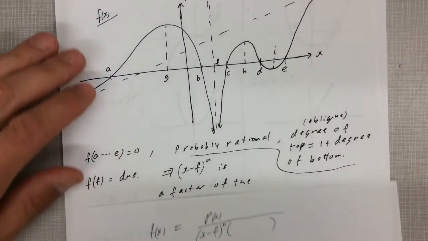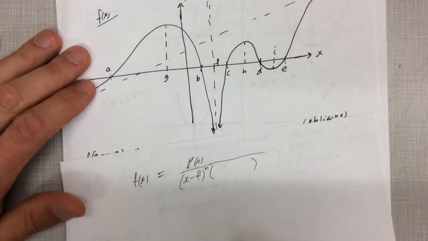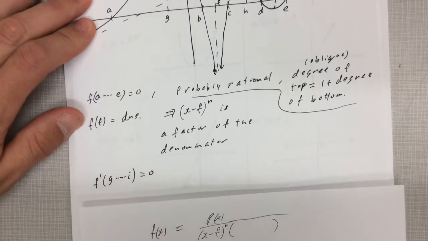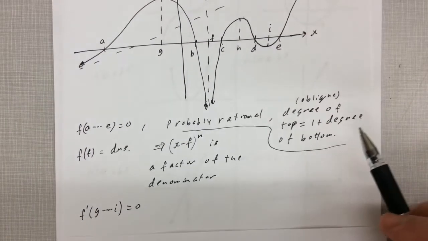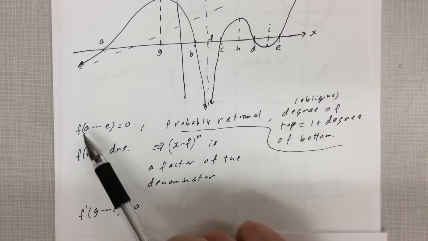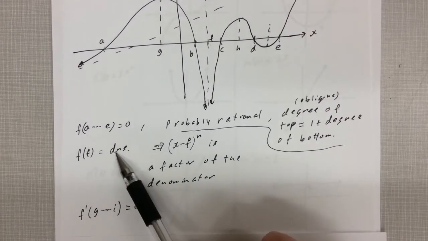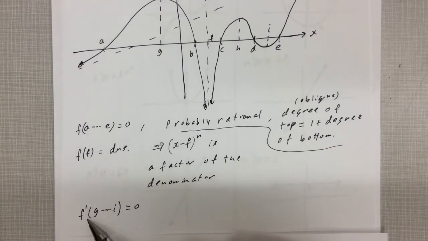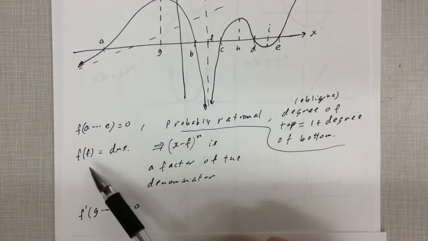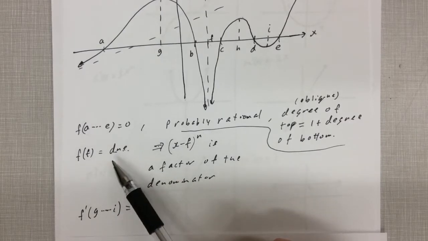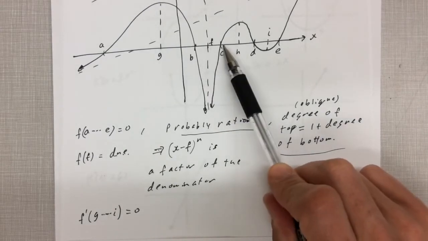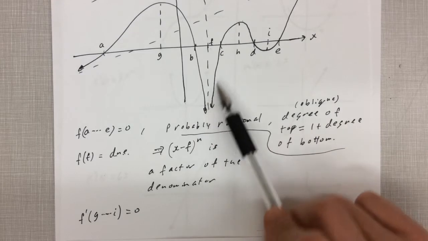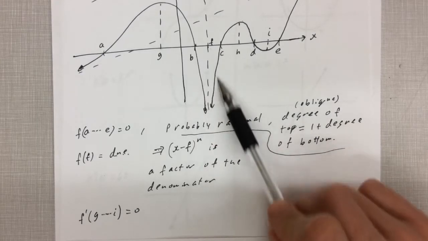Okay, so a little summary of the information we've just talked about is right here. The only part we haven't talked about is the oblique asymptote. So the function is 0 at a to e. It's undefined at f. Its derivative is 0 at g, h, and i. The limit as x goes to f is undefined, but more descriptive would be negative infinity, because on both sides it goes to negative infinity.